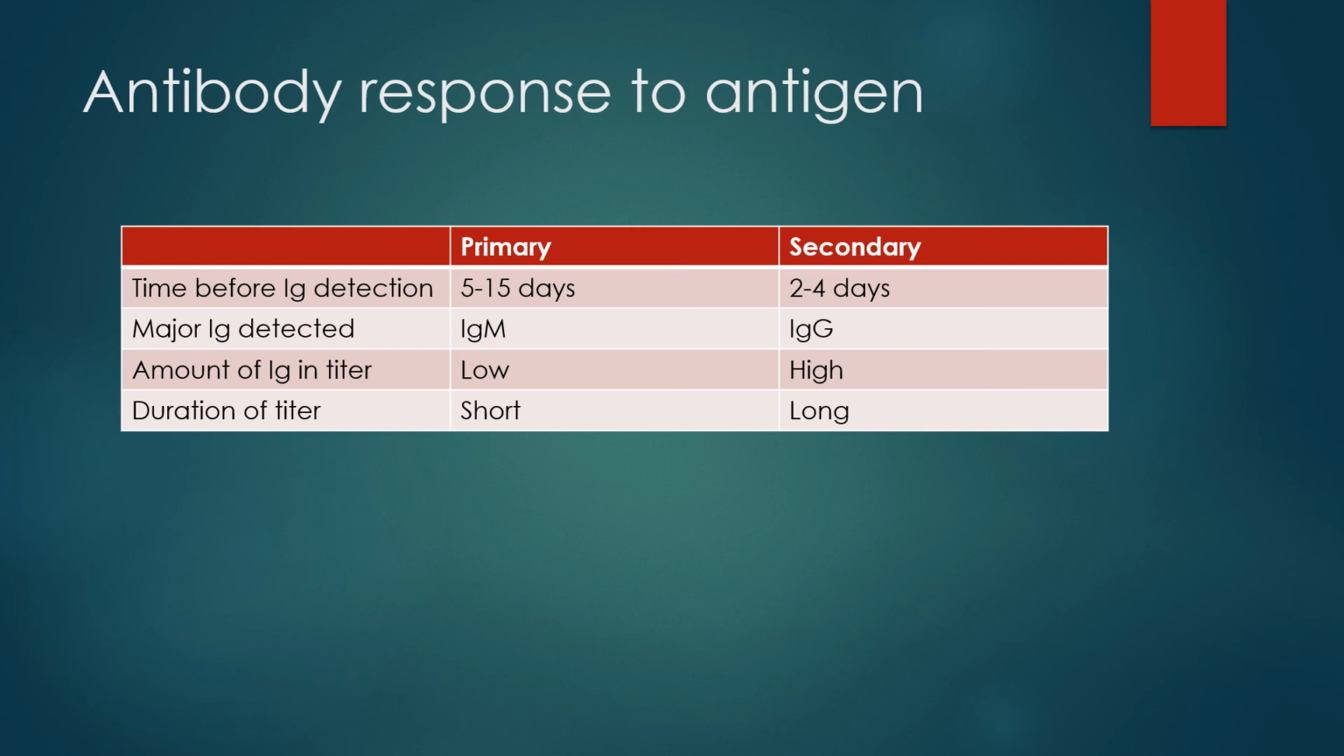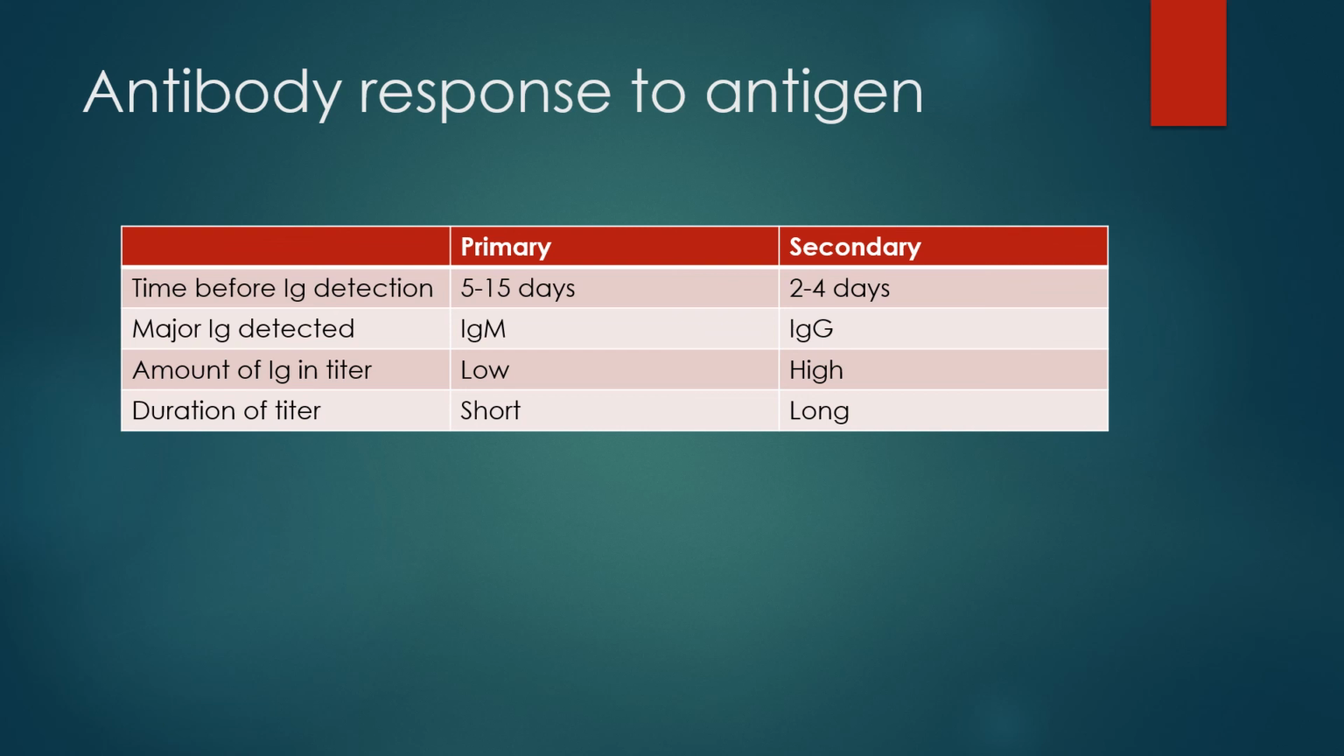So as you can see here in this chart, the primary antibody response takes longer for the lag to happen than in a secondary response. Both primary and secondary response show a sharp or rapid rise in the log phase. In the secondary response, the plateau remains higher longer than in the primary response. And in the primary response, the decline is sharp, but in the secondary response, the decline is gradual.